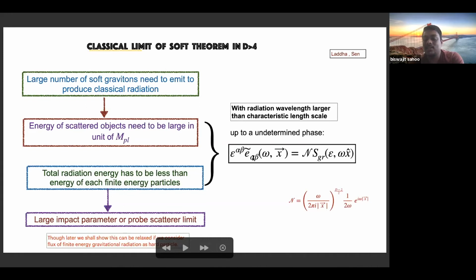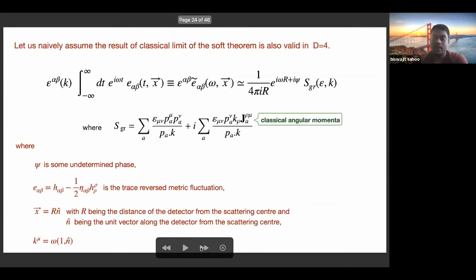Which tells us this waveform is proportional to the soft factors, and since it is derived from the energy, there will be some phase ambiguity. So up to some phase this relation is correct, and also the normalization is fixed. Here I just want to tell, for d equal to 4, if you try to specify this, the relation will look like this: the Fourier transform in the time variable of the trace reversed metric fluctuation contracted with the polarization turns out to be this normalization with some undetermined phase psi times the soft factor, where the soft factor is written here.